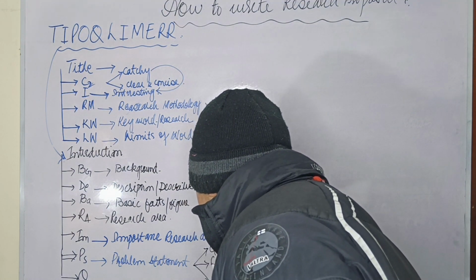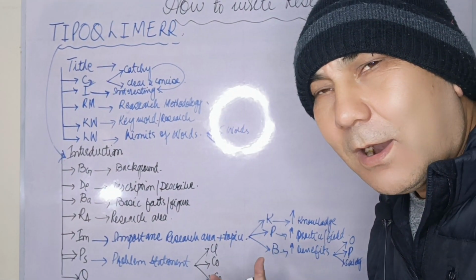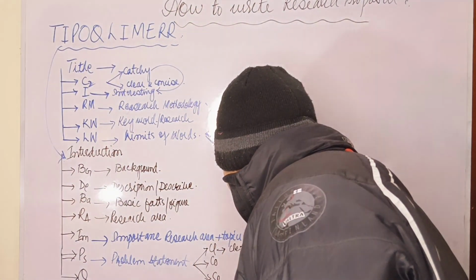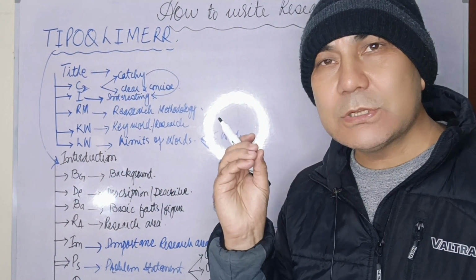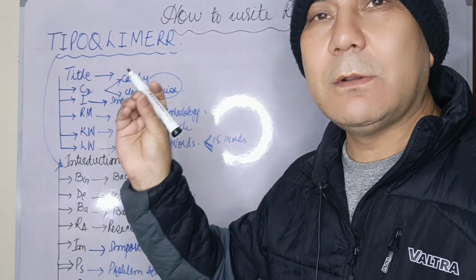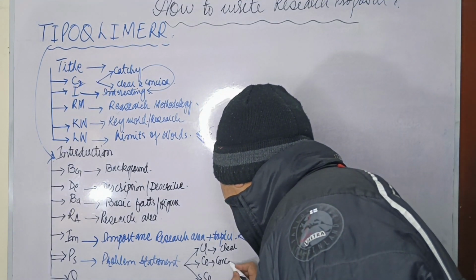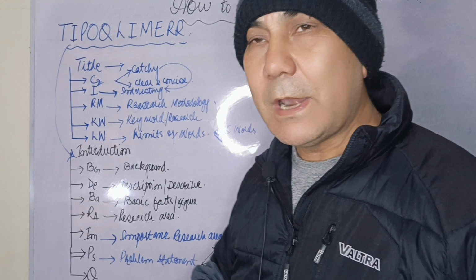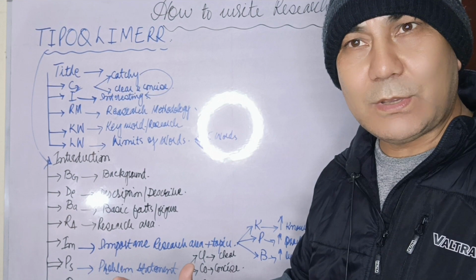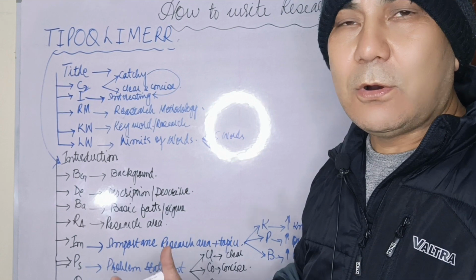And the CL, CO, and SP. Now you will ask me what is the meaning of that. See, it should be clear. You should write the research problem in clear and simple words. It should be understandable for everyone. And CO is concise. While you are writing your problem statement, it should be concise, brief. It should not be so lengthy that it diverts the attention of your readers.